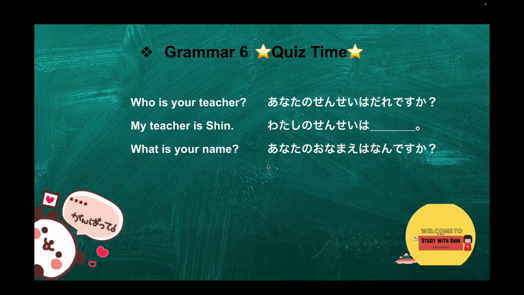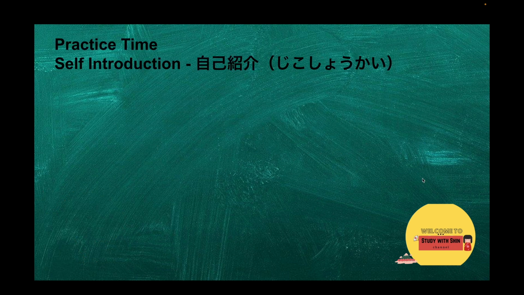Now this is very simple. This is something that I already taught you just right now. So what is your name? あなたのお名前は何ですか? 私の名前は. My name is, and then write the sentence, okay?